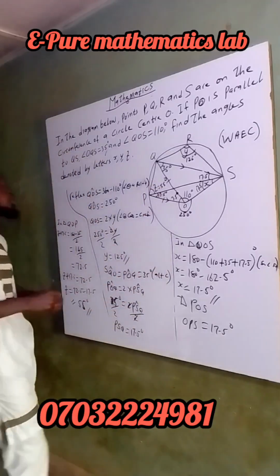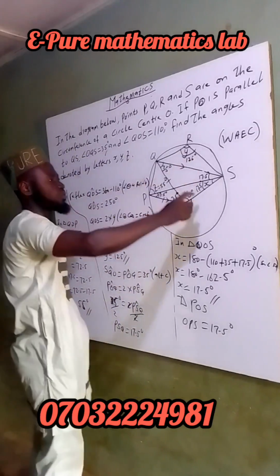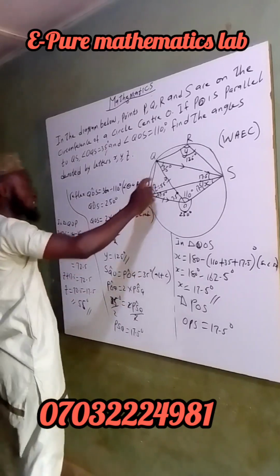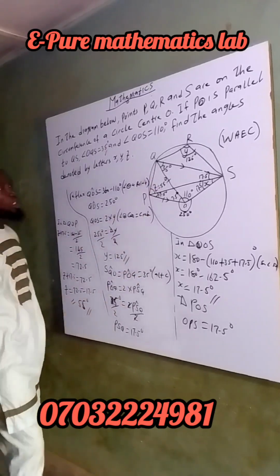Now we have determined the value of y to be 125 degrees. We determined the value of x to be 17.5 degrees. And we determined the value of z to be 55 degrees.